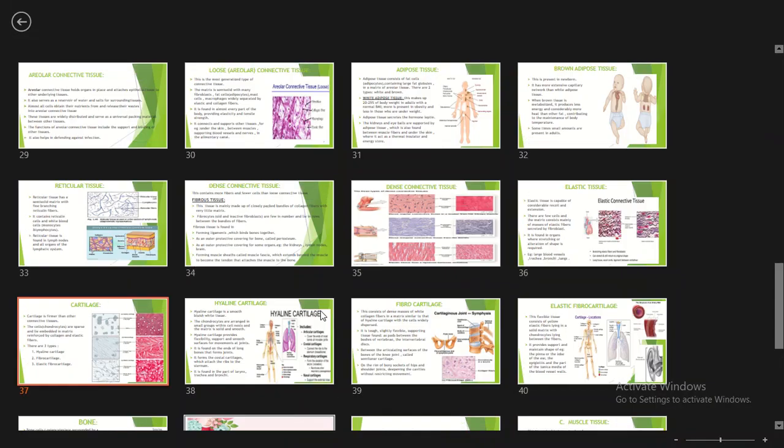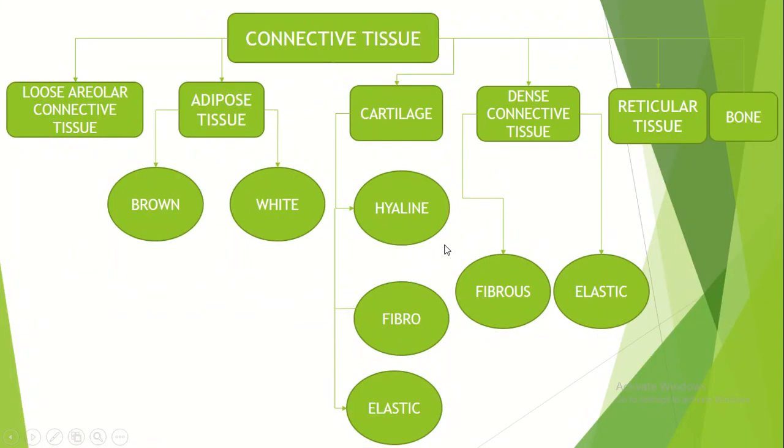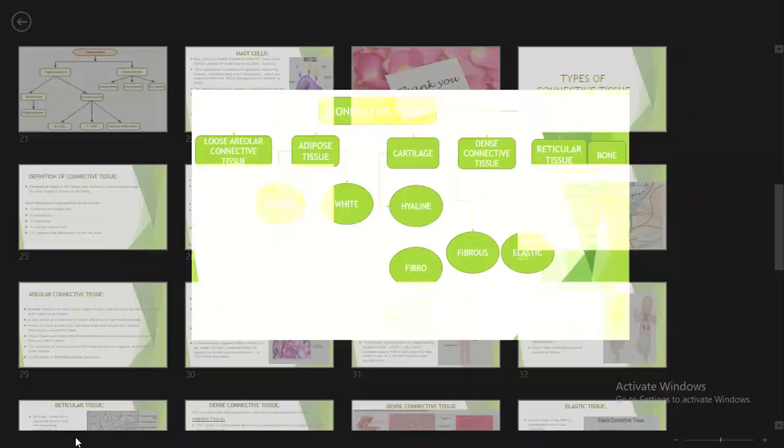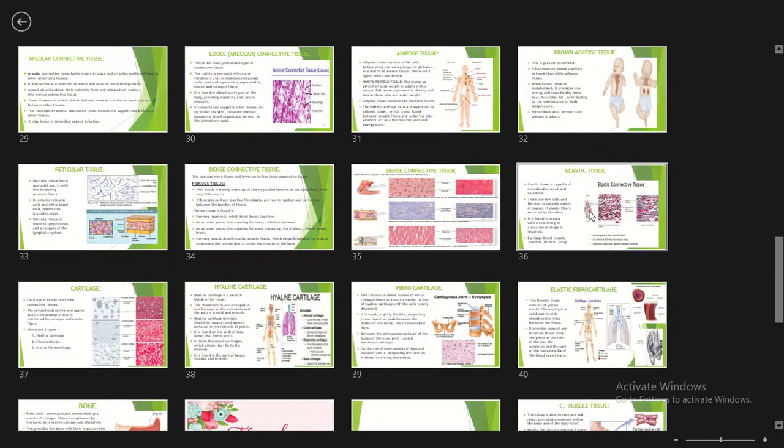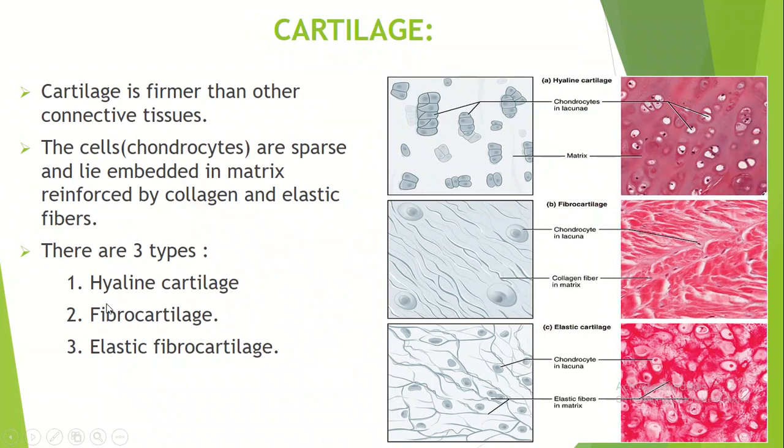Why I am showing this is so that you will be able to understand it better. Loose areolar connective tissue we have finished, adipose brown and white finished. Dense connective tissue, fibrous and elastic we have finished, the reticular finished. So what remains is the cartilage and the bone. In cartilage we have hyaline, fibro and the elastic cartilage. This is what we are going to deal with now.